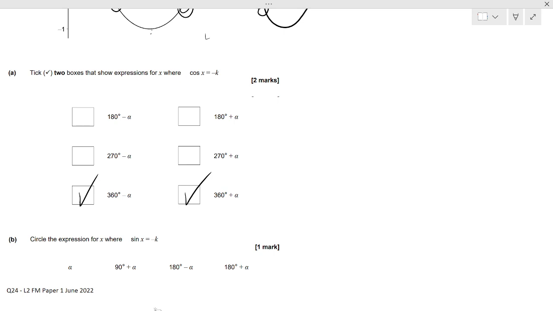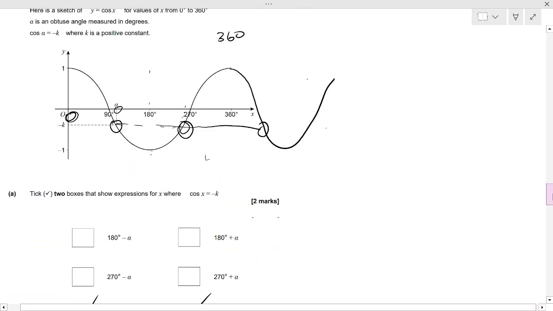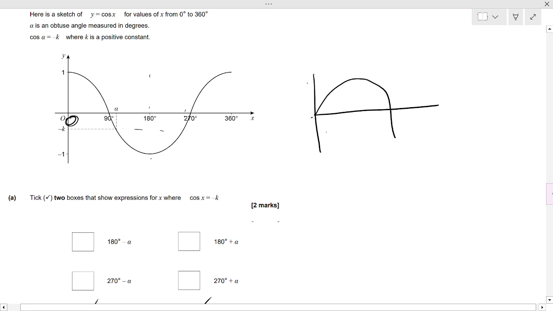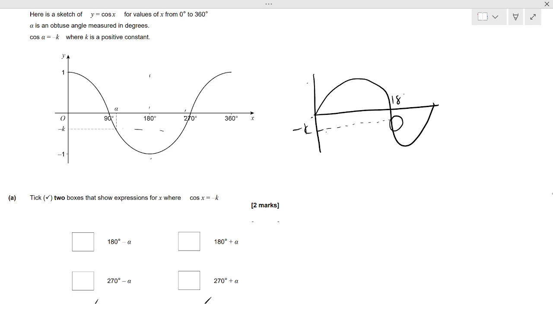So the best thing to consider probably is to draw a sine graph, right? So let's get rid of all this waffle. So then we consider the sine graph. So a sine graph is going to look like this, isn't it? Between 0 and 360. So when we have minus k here, again, minus k will be about here, right? If we continue that on, it would be about there, wouldn't it? But we know this is 180.